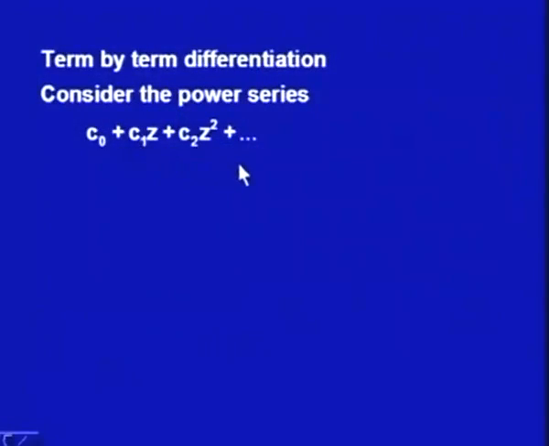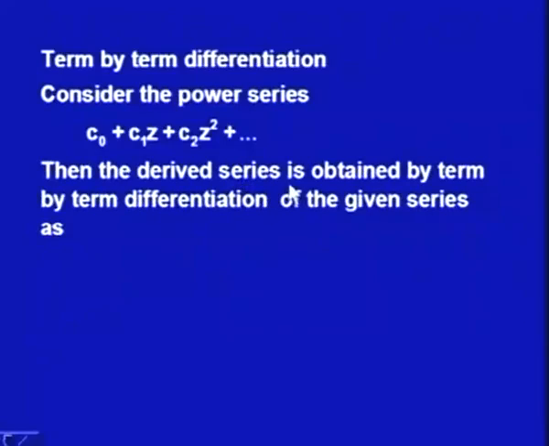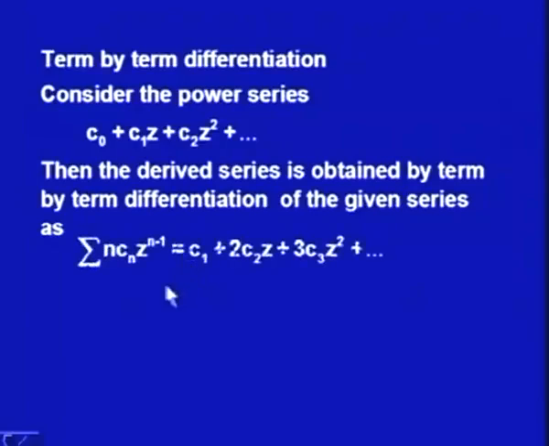There is one more result, and again we are not giving the proof of the theorem. According to this, if we have a power series C0 plus C1 z plus C2 z square, then the derived series, obtained by term by term differentiation of the given series, is C1 plus twice C2 z plus thrice C3 z square and so on, or in compressed form as this. This is a power series for the function f dash z.